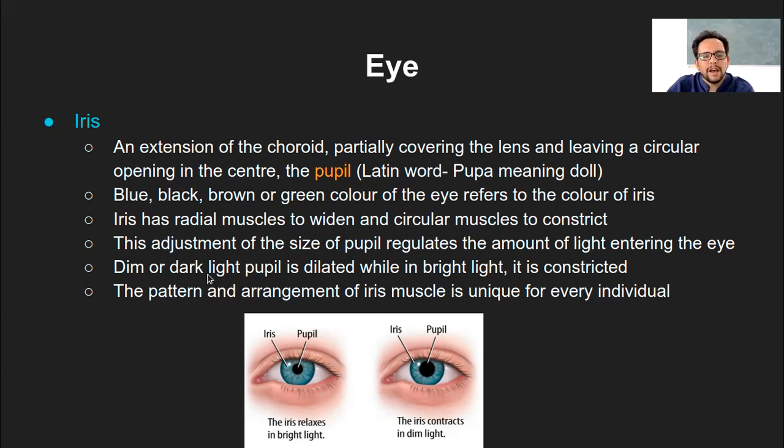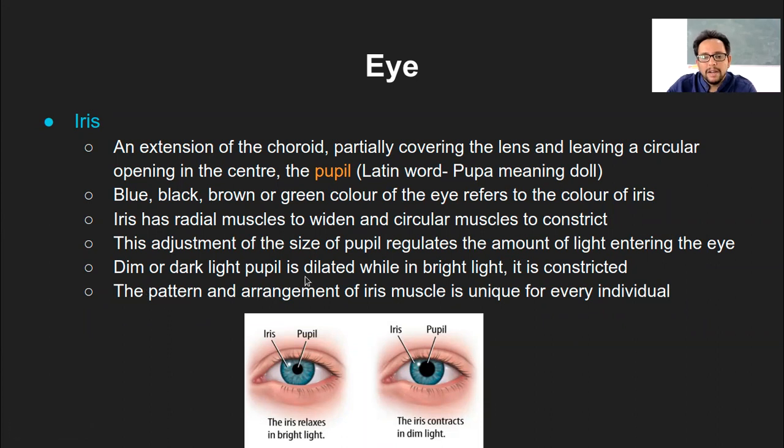If it is dark or dim light, the pupil will be dilated so that the maximum amount of signal can be gathered. While if you are looking at bright light, the pupils are usually constricted so that the amount of light that enters the eye structure is less and sufficient as well.